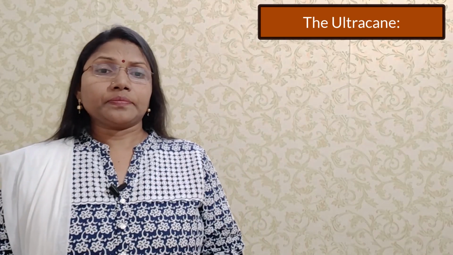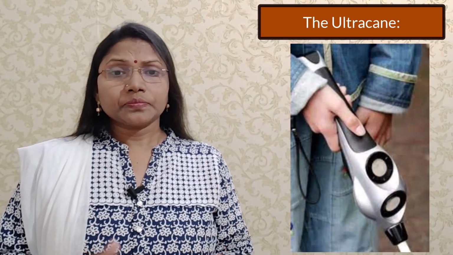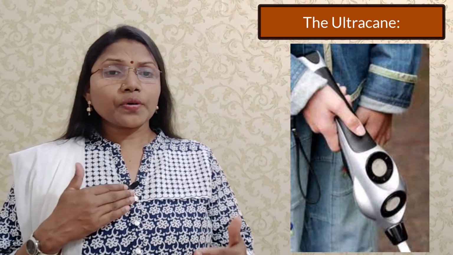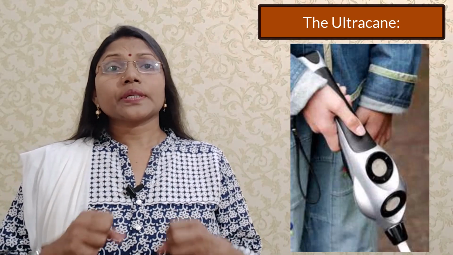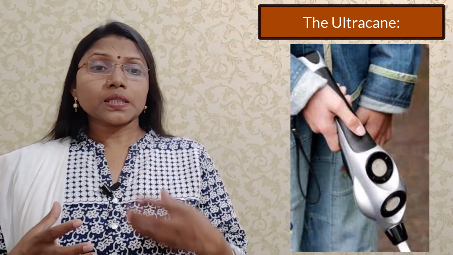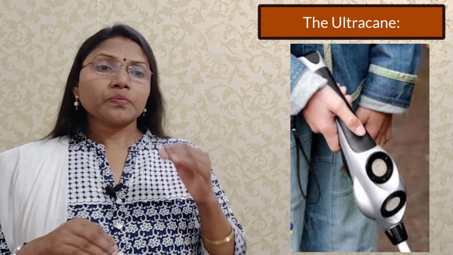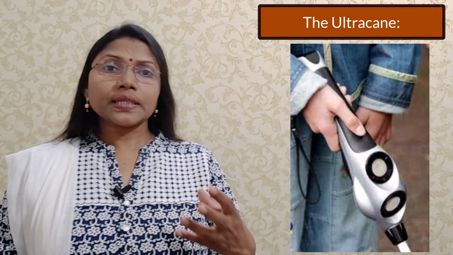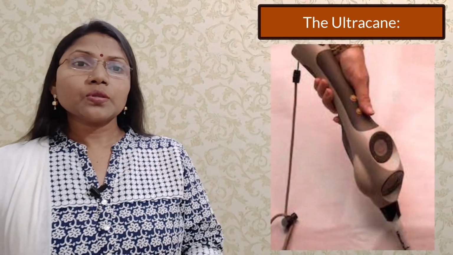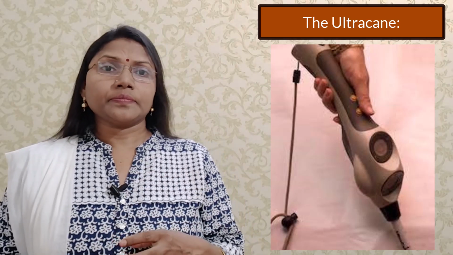The ultracane. The ultracane is a primary mobility aid which combines the long cane with ultrasonic sensors. Two ultrasonic sensors are built into the shaft of the cane. One is positioned to detect obstacles straight ahead, the second to detect obstacles ahead and upwards.